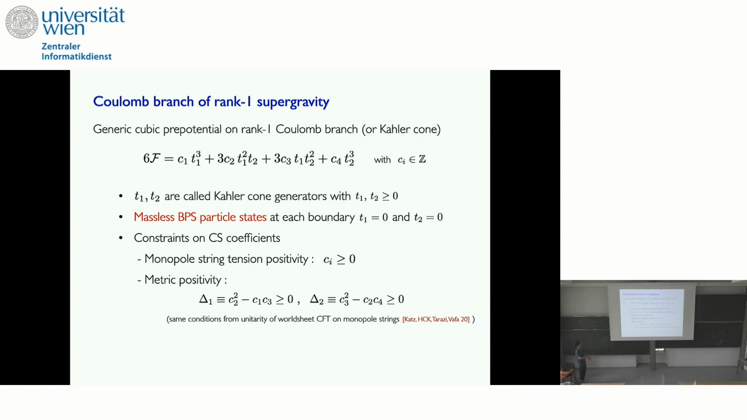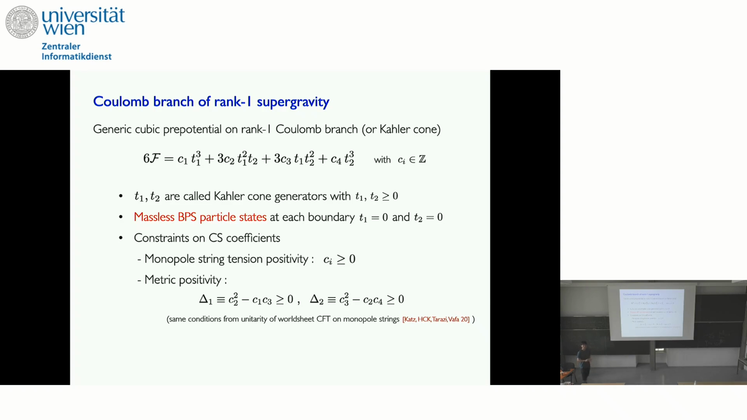Within the Coulomb branch, these 4 Chern-Simons coefficients are strongly constrained by unitarity. For example, the monopole string tension must be positive in the Coulomb branch. It actually provides a constraint that these 4 coefficients must be non-negative. And if we have a geometric realization of this 5D theory, then this condition is kind of trivial.